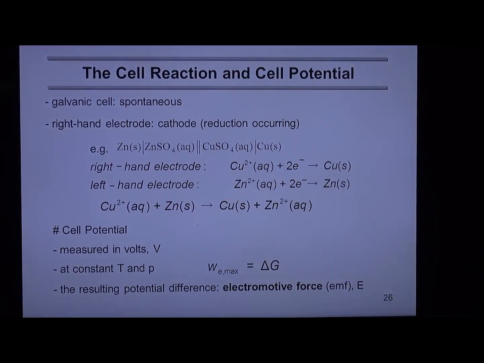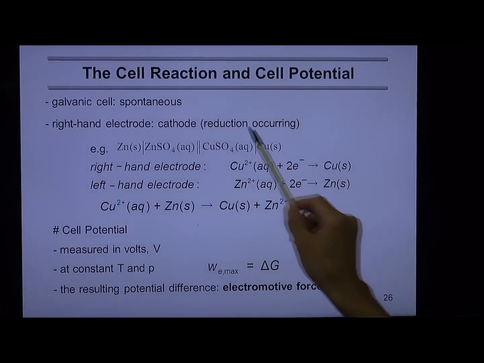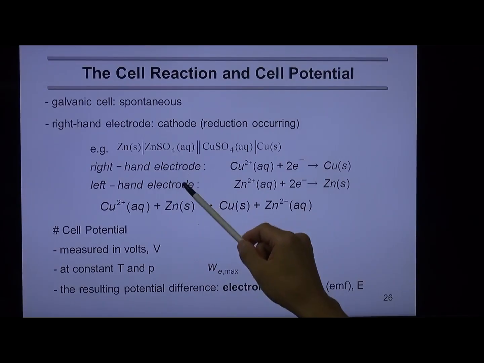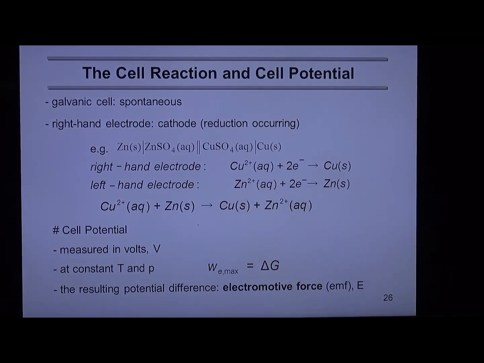That's all. Very simple, right? It's just a rule. On the right side, you put the cathode. On the left side, you put the anode. You write down the half reaction on both electrodes, and you subtract it. That's all. Alright, that's pretty much all for cell reaction.